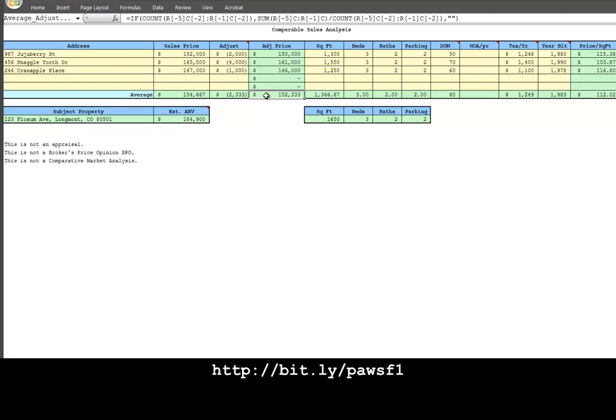If you were pricing properties on square footage, you would use the estimated ARV over here, which is based on the property square footage times the average price per square foot. However, in this example, I'm using just the average adjusted price, which is the sales price with an adjustment for seller concessions.